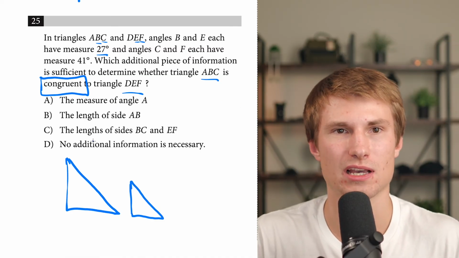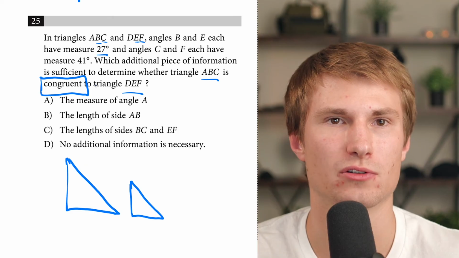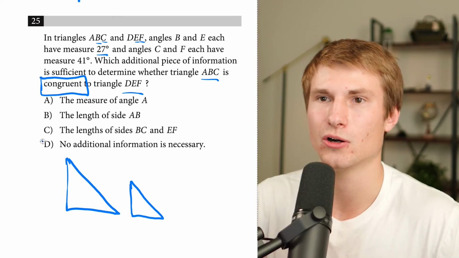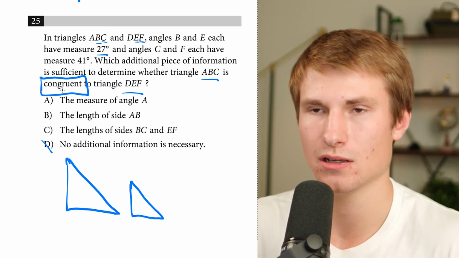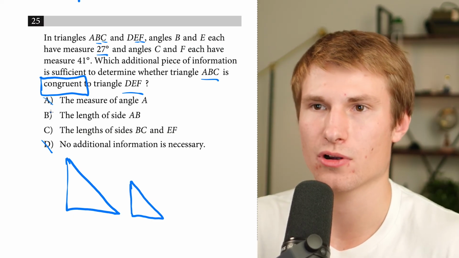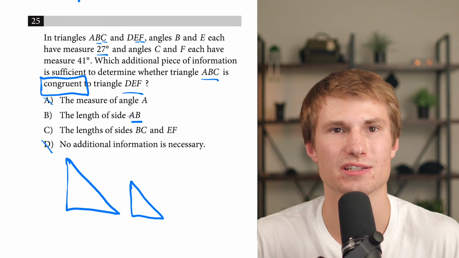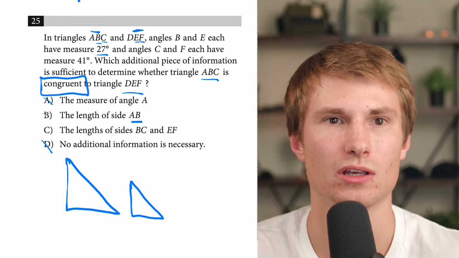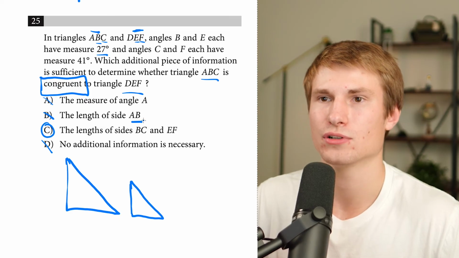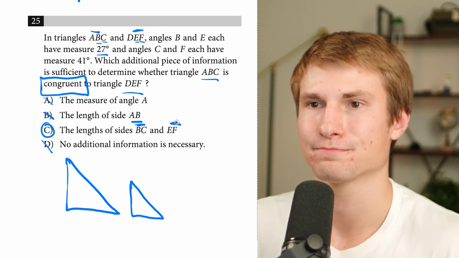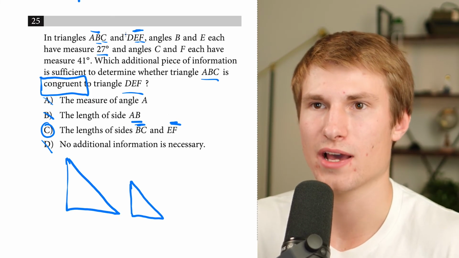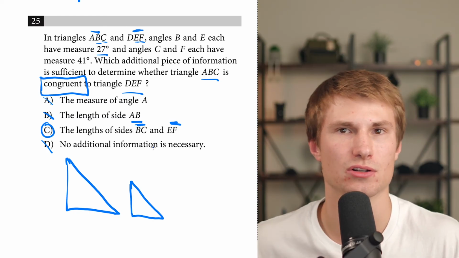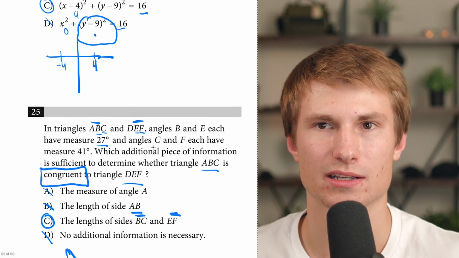So that being said, in order for these to be congruent, we already know that they're similar because they have all the same angle measures, but we would need to know more than that. So we can get rid of D. Okay, we don't need any more angle measures. We know they're all the same. We can't have the side length of just A to B because that doesn't tell us anything about if it's the same side length in this other triangle. Okay, we need the side lengths of two corresponding legs, right? So BC and EF are corresponding. Okay, so our answer there would be C. All right, moving on to 26.